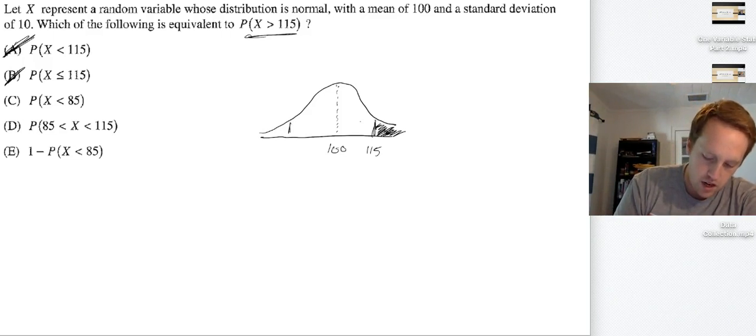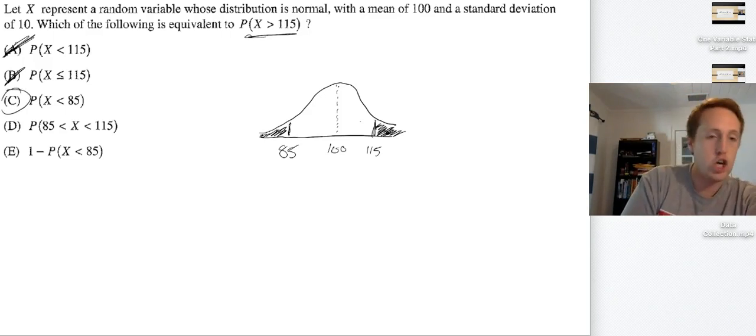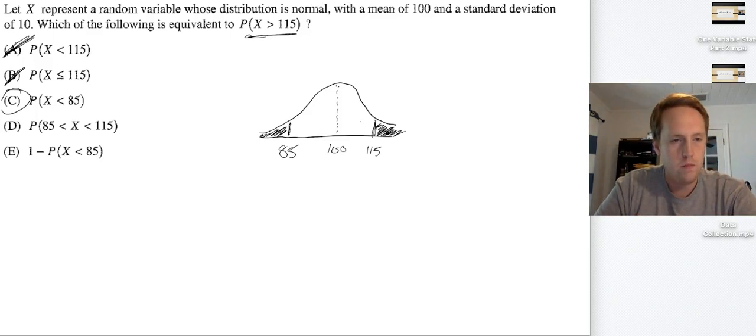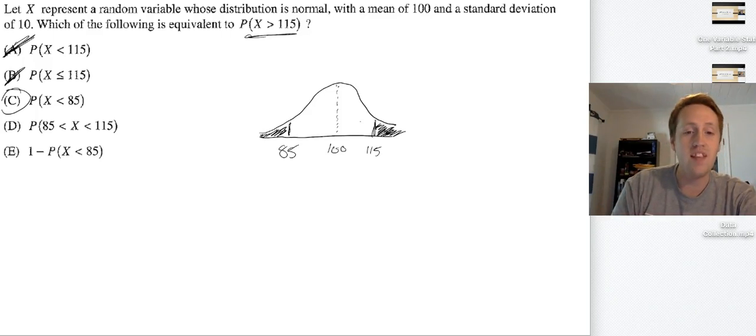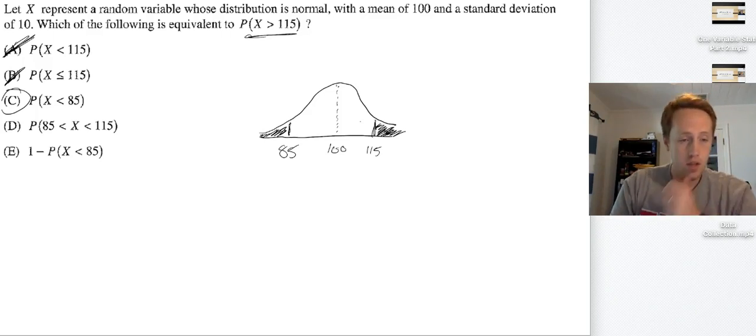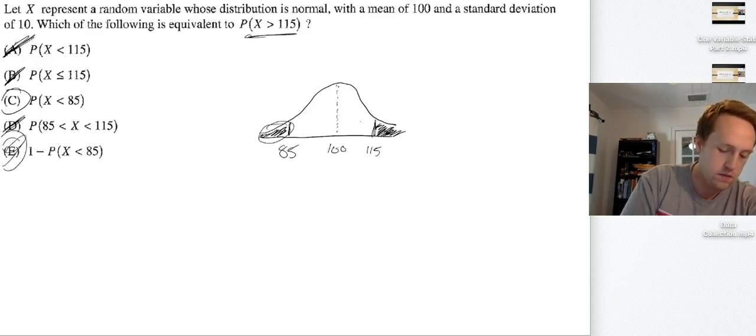So 85 is down here. That's 15 below the mean. That's looking numerically equivalent, right? That's about the same shape. I mean, it's not perfect because I didn't draw it right, but that's looking pretty good. Let's look at the other ones just to make sure. The probability that X is between 85 and 115, that's the white space that I have. Clearly, that's not the same. E says 1 minus the probability that X is less than 85. That'd be everything but this, right? That's the same as A again, at least numerically. I don't know why I circled it. Pay no attention to the fool that circled it.